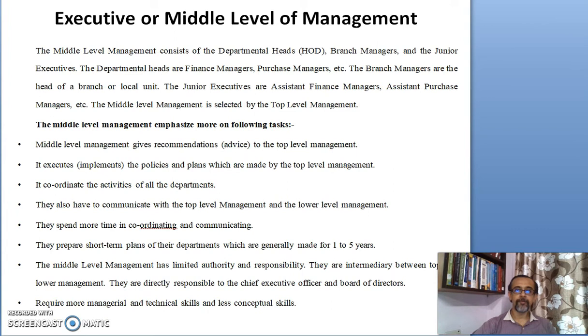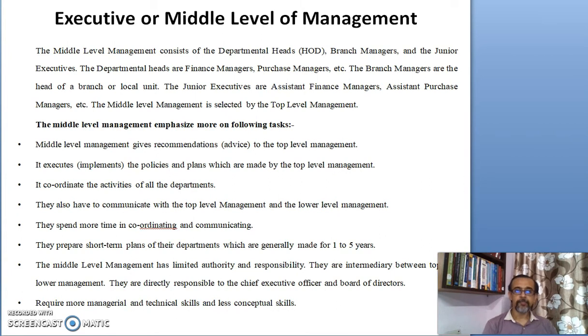Coming to the executive or middle level of management, the middle level of management consists of the departmental heads, branch managers, and junior executives. They are finance managers or purchase managers in some organizations. Branch managers are also known as the branch head or the local unit as well. The middle level management emphasizes more on the following tasks.